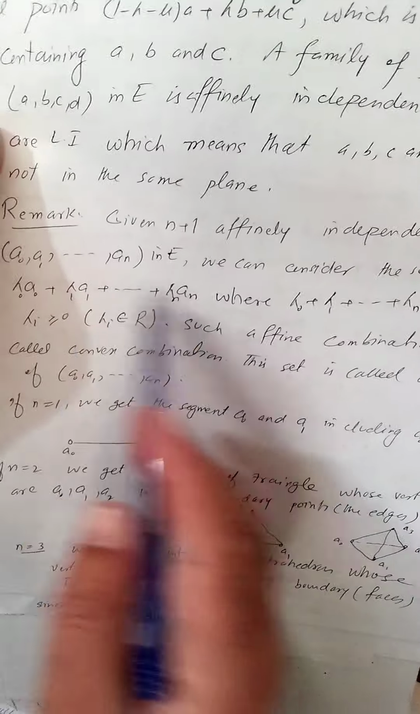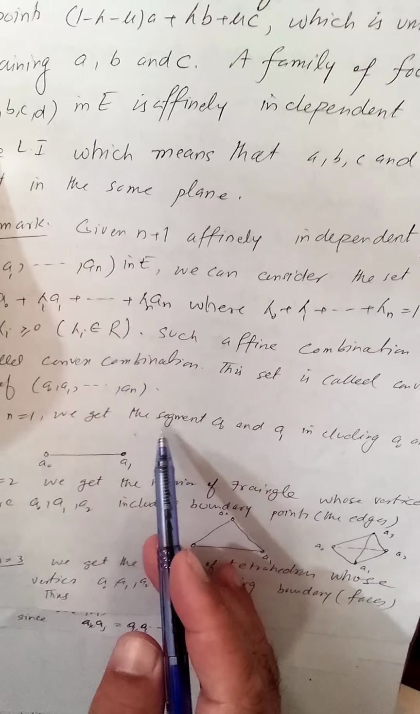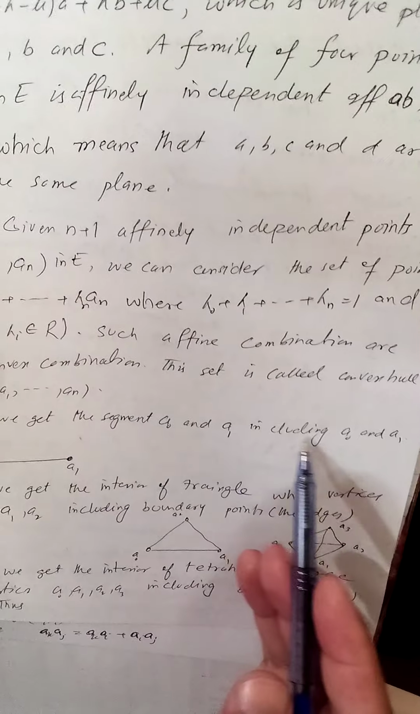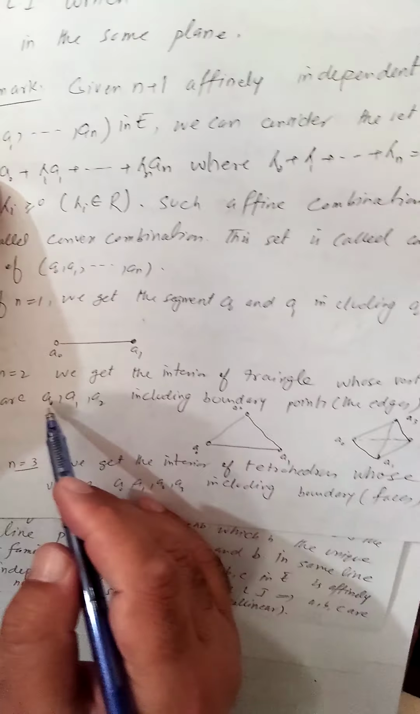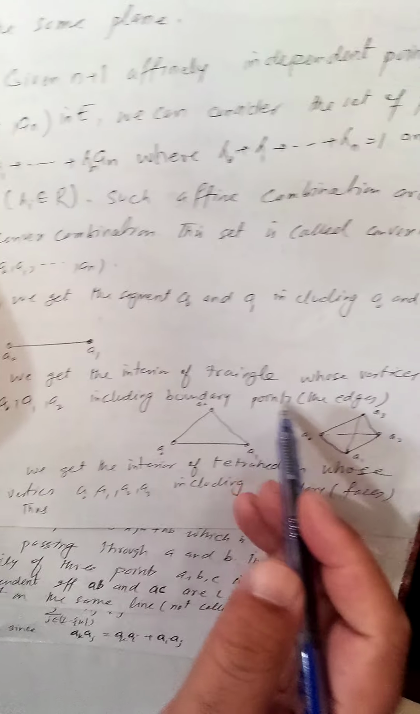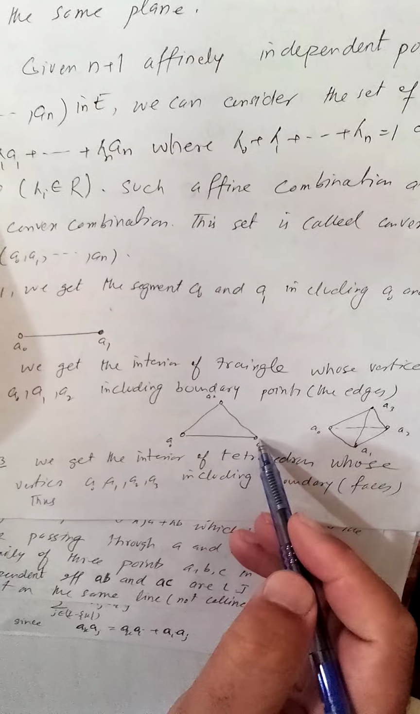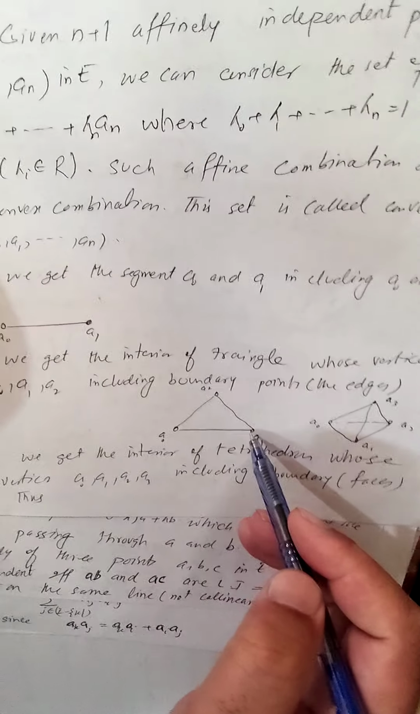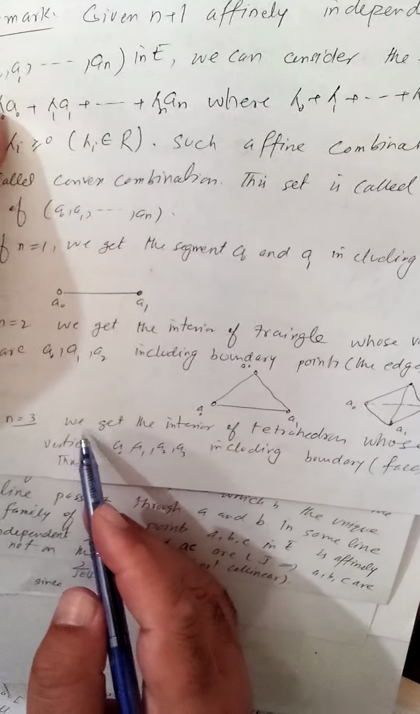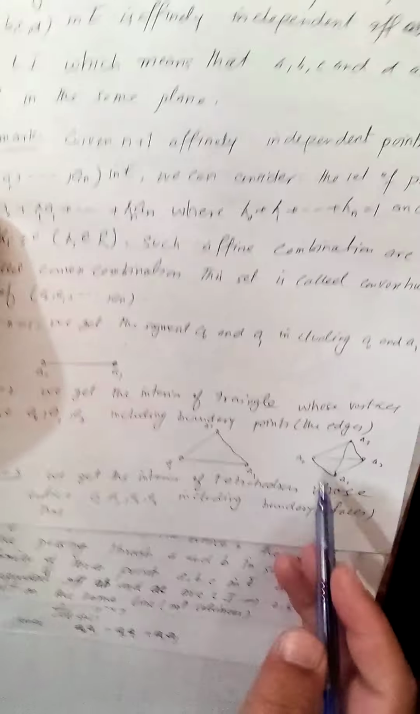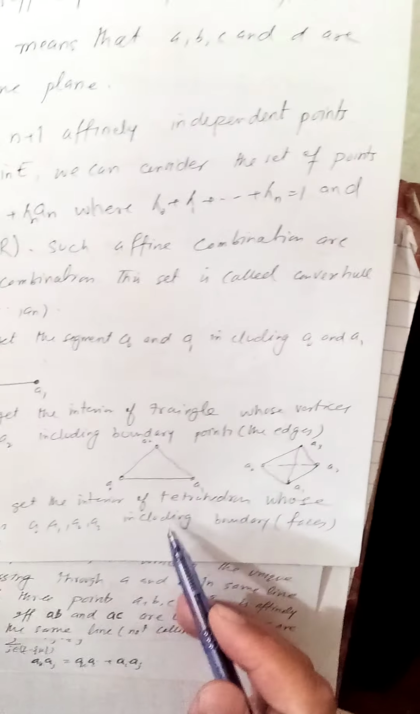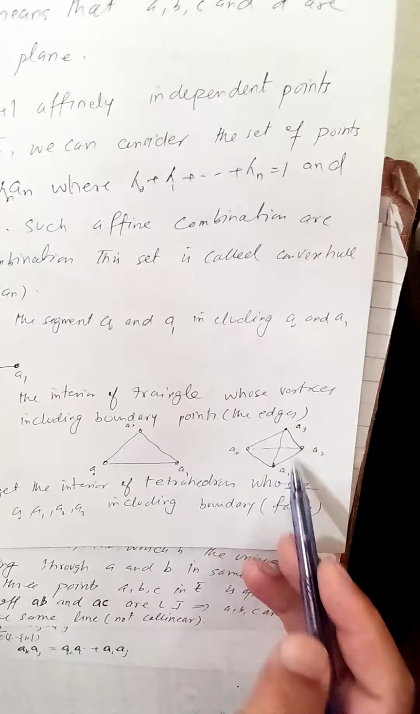If n is equal to 1, we get the segment a0 a1, including a0 and a1. If we take n equal to 2, we get the interior of a triangle whose vertices are a0, a1, a2, including boundary points, which makes a triangle in the plane. Similarly, if n is equal to 3, we get the interior of a tetrahedron whose vertices are a0, a1, a2, a3, including their boundaries. These are the boundaries of faces of the tetrahedron.